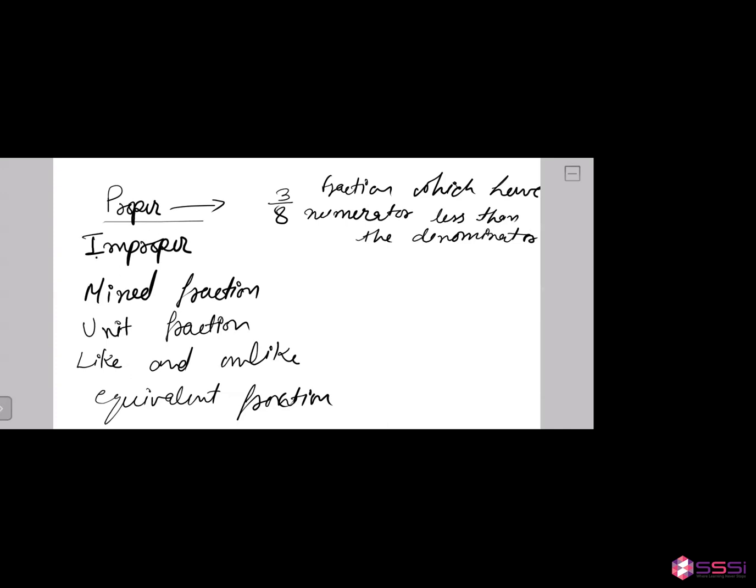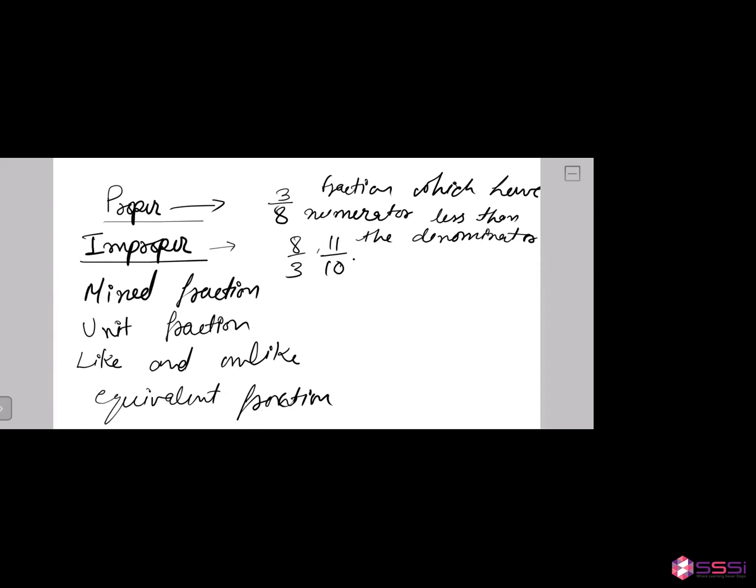So you tell me, what is an improper fraction? Ma'am, improper fractions are the numbers whose denominator is less than the numerator. Very good. Like 8/3, here 11/10. Okay, so next is mixed fraction.